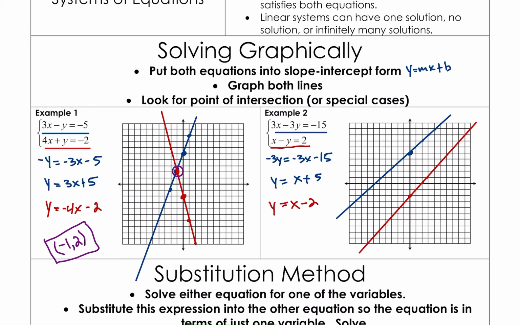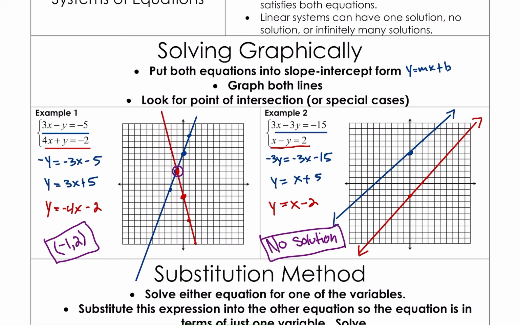Okay, now if I graph these correctly, these two lines are going to go on forever, and they're never going to touch each other. So what that means is there's no solution to this answer because they never cross. So I'll put no solution, and that's going to be the answer to this system of equations.